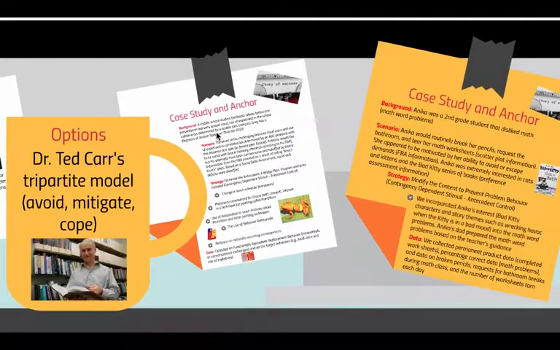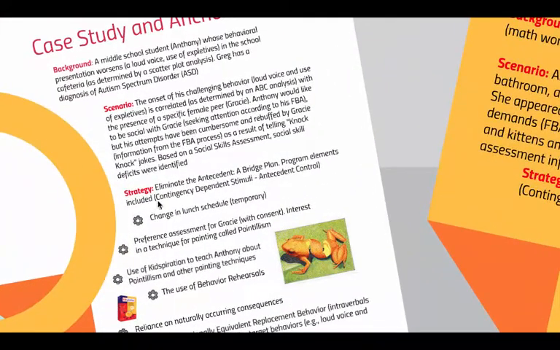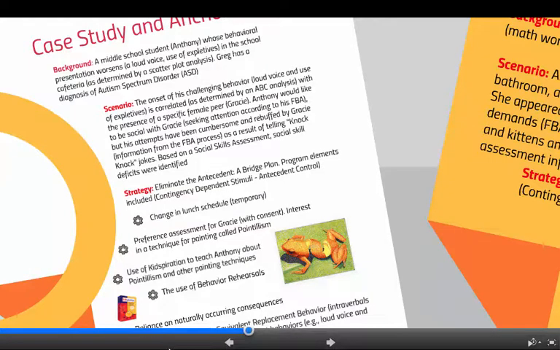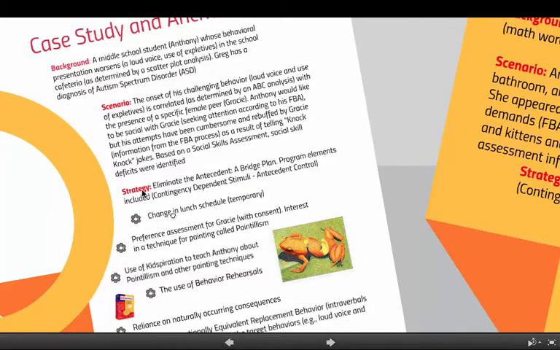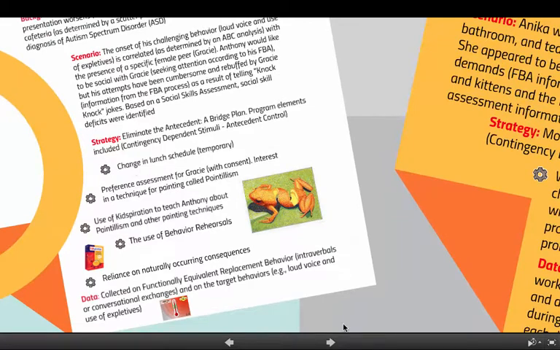So there it is. Here's a case study that started off with the presentation of an antecedent, Gracie. Gracie's presentation triggered for Anthony the unleashing of expletives and a loud voice. It became stigmatizing. It became very problematic for Anthony. Our strategy was initially and temporarily to eliminate the antecedent.